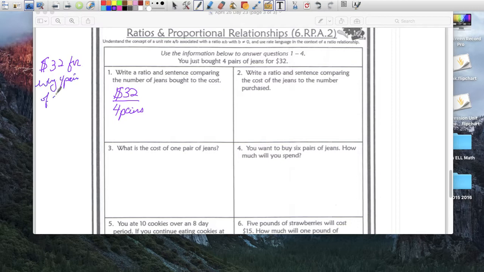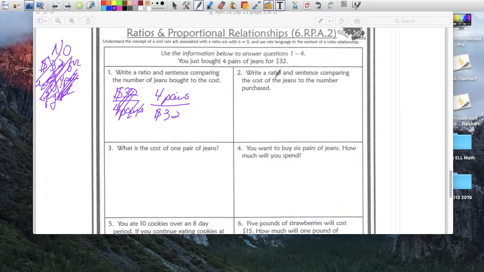Okay? Here's my sentence. Write a sentence comparing the cost of the jeans to the number purchased. Cost of the jeans, comparing the number of jeans. Oops, so I made it backwards. There should be 4 pairs to $32. Okay? Order matters. So the number of jeans comes first. Let's erase this. And for every 4 pairs, I pay $32. That's what I should have put.